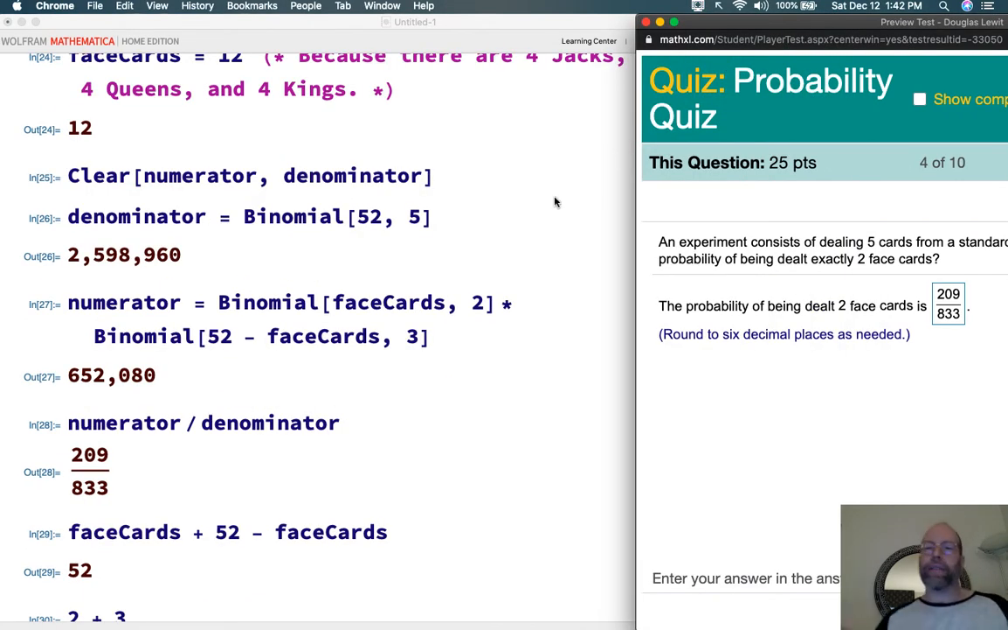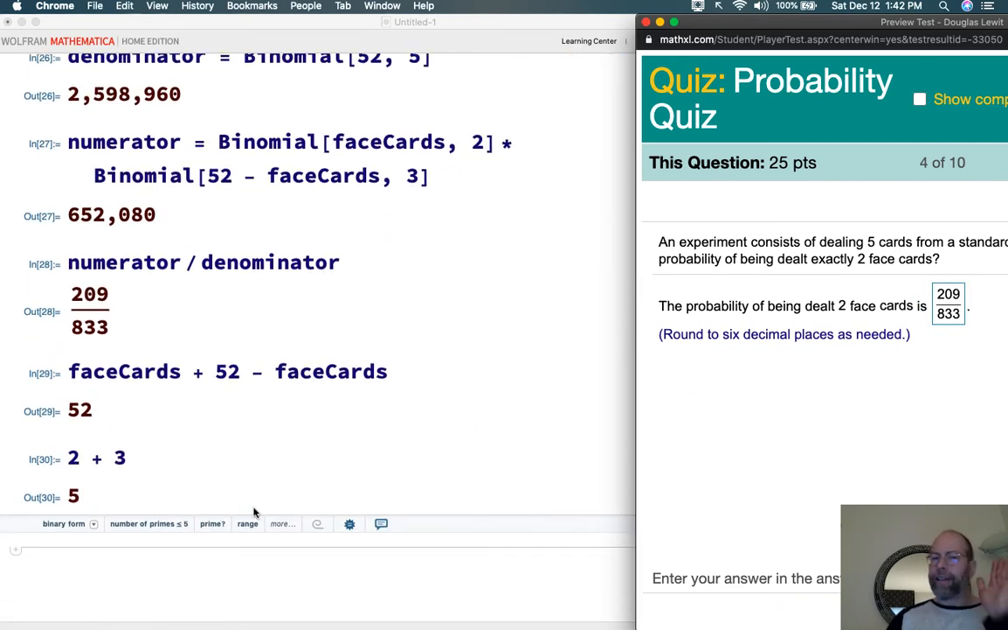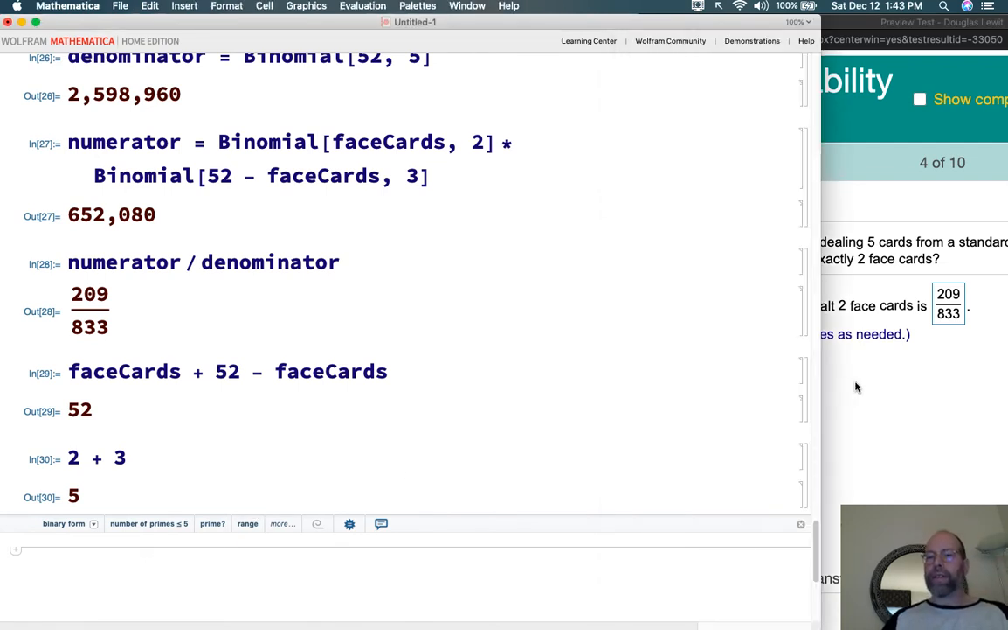Okay, so I see exactly what's going on here. So this actually is the right answer. I just wasn't reading the directions that well. The probability of being dealt 2 face cards is 209 divided by 833. However, I have to round to 6 decimal places as needed. So that's why Pearson is not accepting that answer. I'm pretty sure that is the right answer, but Pearson wants a decimal.